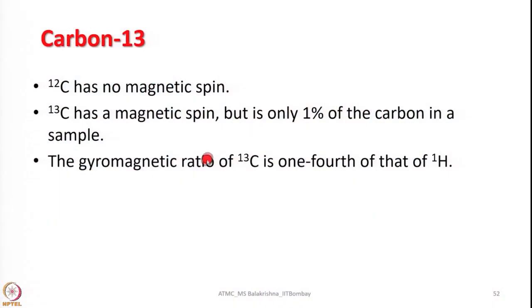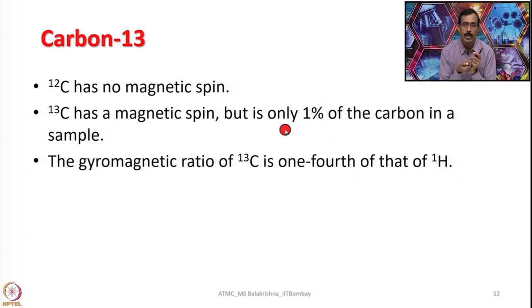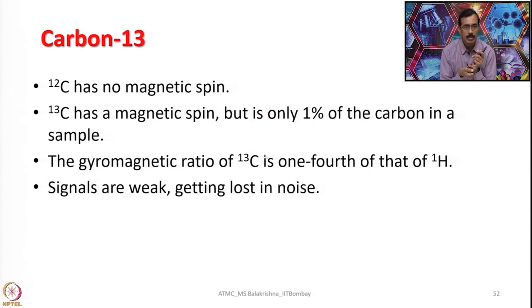And the gyromagnetic ratio of 13C is also approximately one fourth of that of 1H. That means a 60 megahertz NMR for proton would be about 15 megahertz for 13C, or 25 megahertz in the case of 100, or 100 megahertz in the case of 400 megahertz. So signals are very weak and get lost in noise.